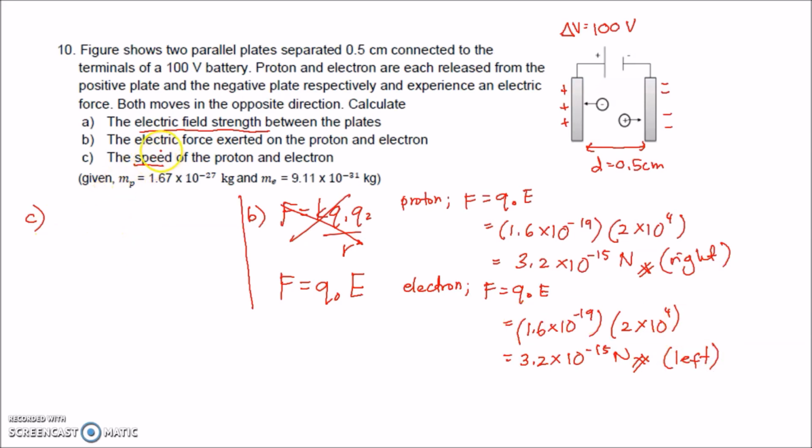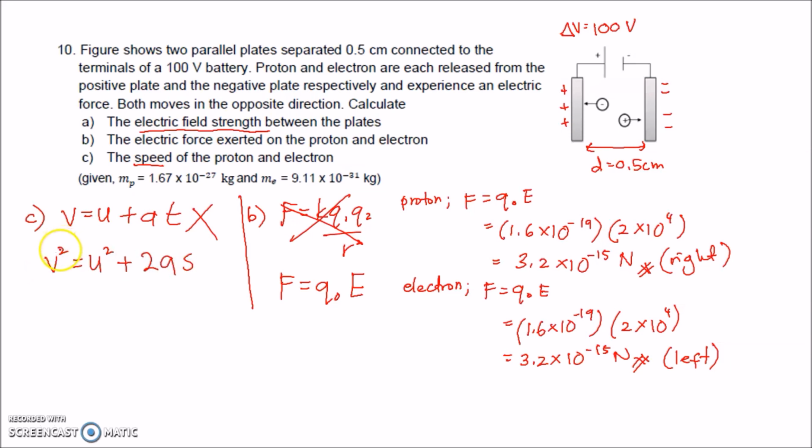For question C, find the speed of the proton and electron. So we need to apply the equation of speed or velocity that we have learned before. Why don't we try V equal to U plus AT? So can we use this equation? We don't have the time taken, so we cannot use this equation. Let's try V square equal to U square plus 2AS.